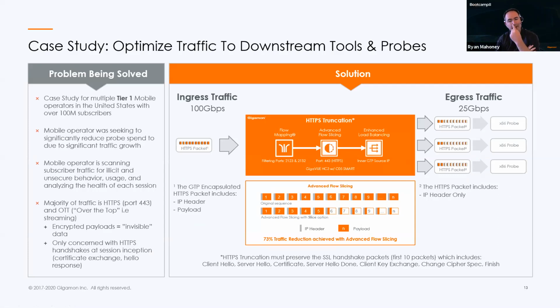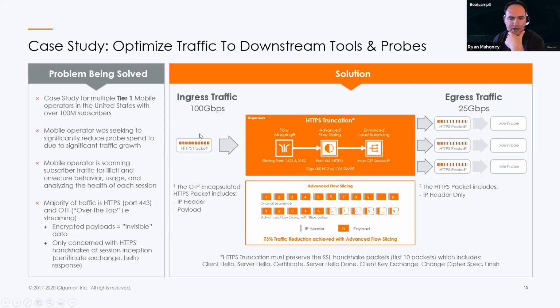This is a case study here that's using our advanced flow slicing. This is a tier 1 mobile operator, lots and lots of traffic, and they wanted to use advanced flow slicing to send traffic to their tool for security and for performance. And this is showing you, in a very basic manner, if you had 100 gigs of traffic that came in, there was 25 gigs that left.